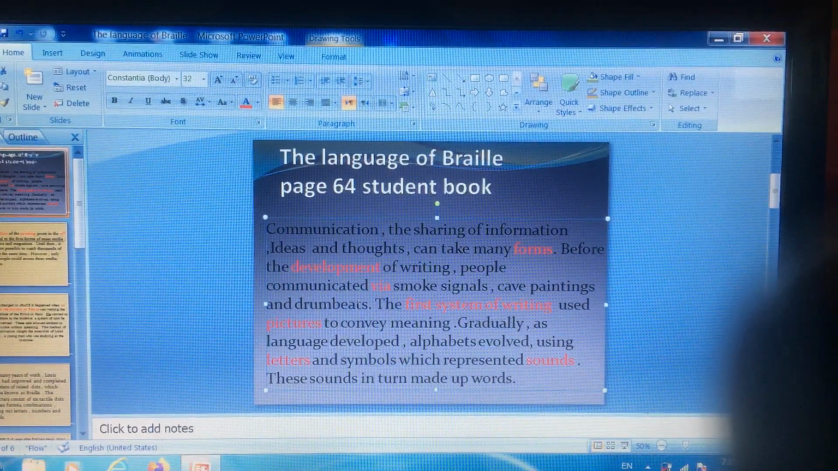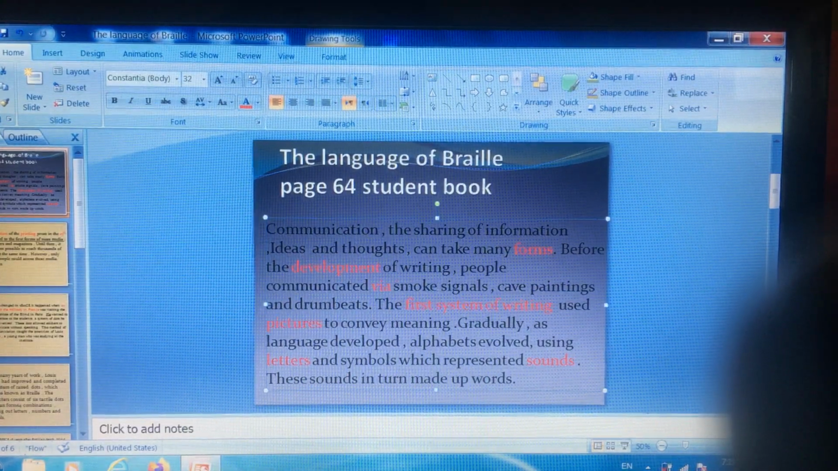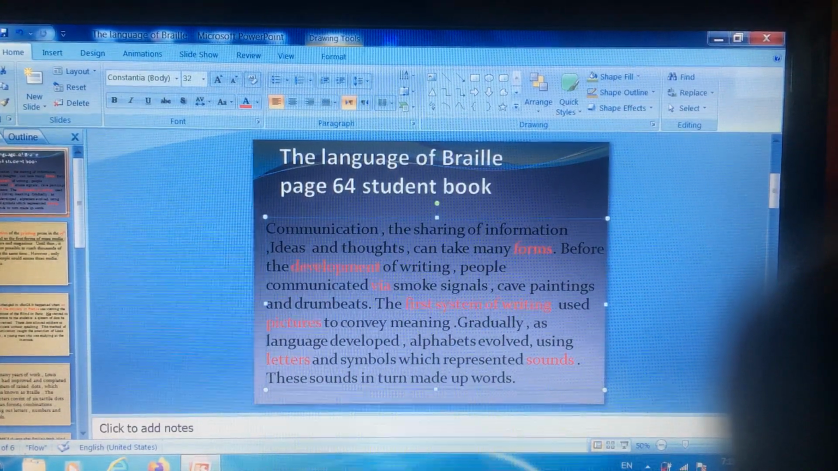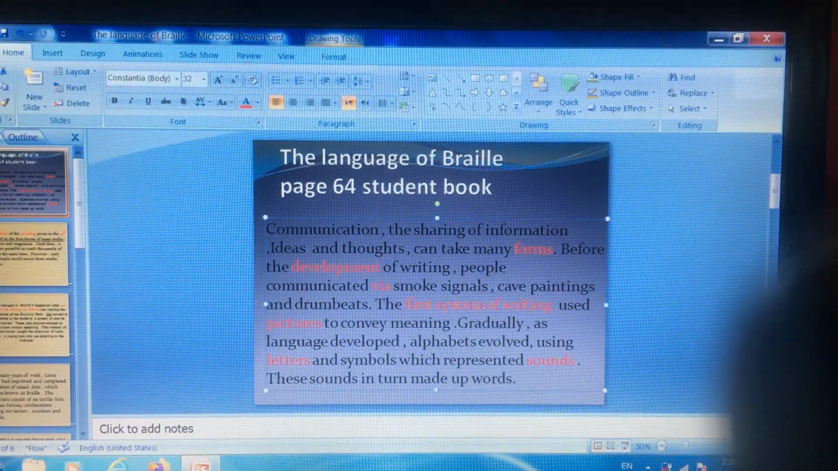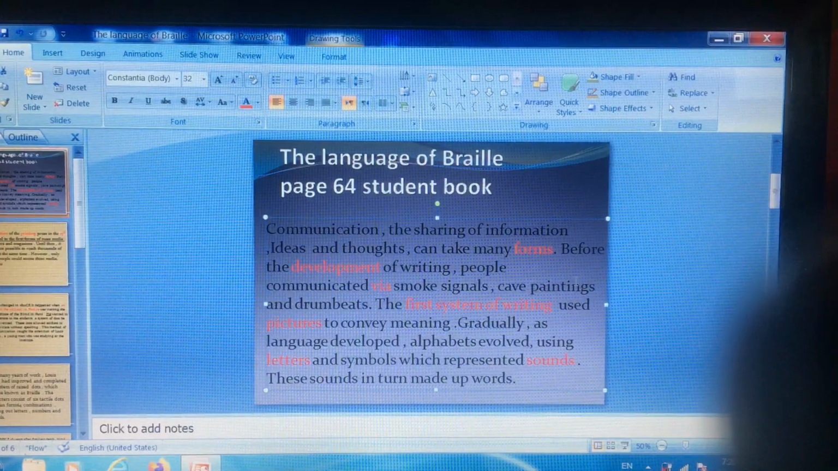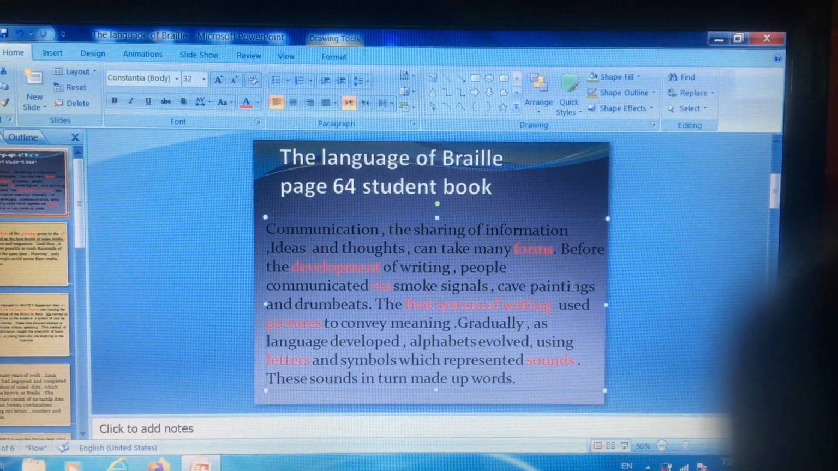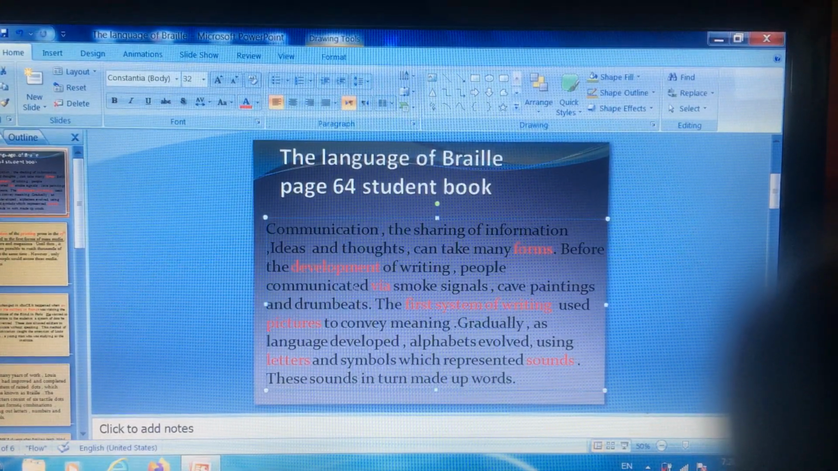People communicated via, معناها through, smoke signals إشارات الدخان كما كان يفعل الهنود الحمر، cave painting الرسوم اللي في الكهوف، and drum beats حتى ضربات الطبول.